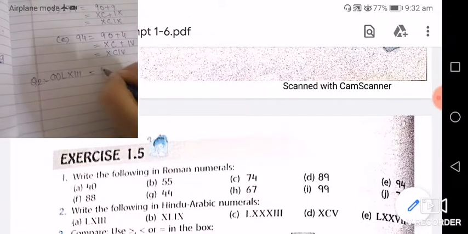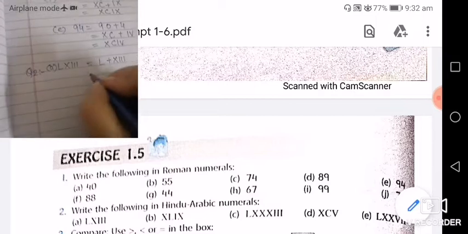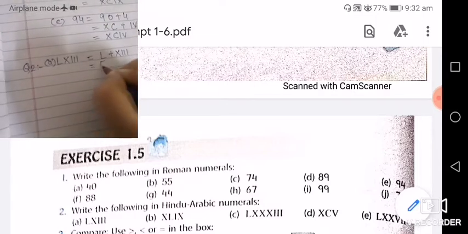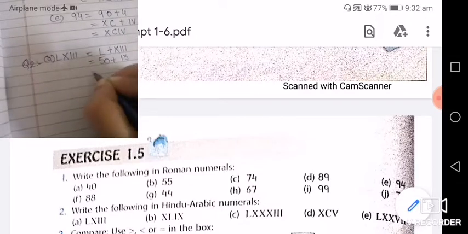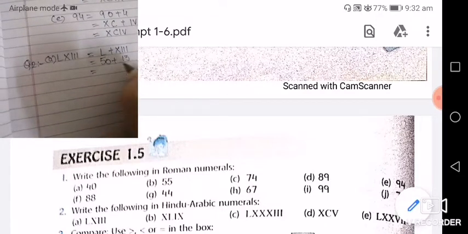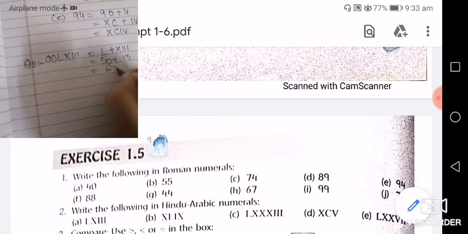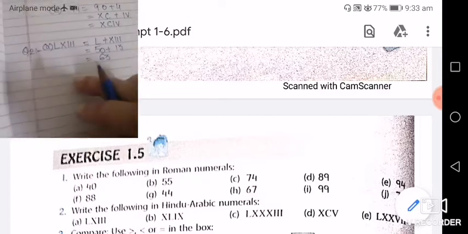Now you will break up that number. L stands for 50 plus this stands for 13. So what is the total? 50 plus 10, 60. The total will be 63.